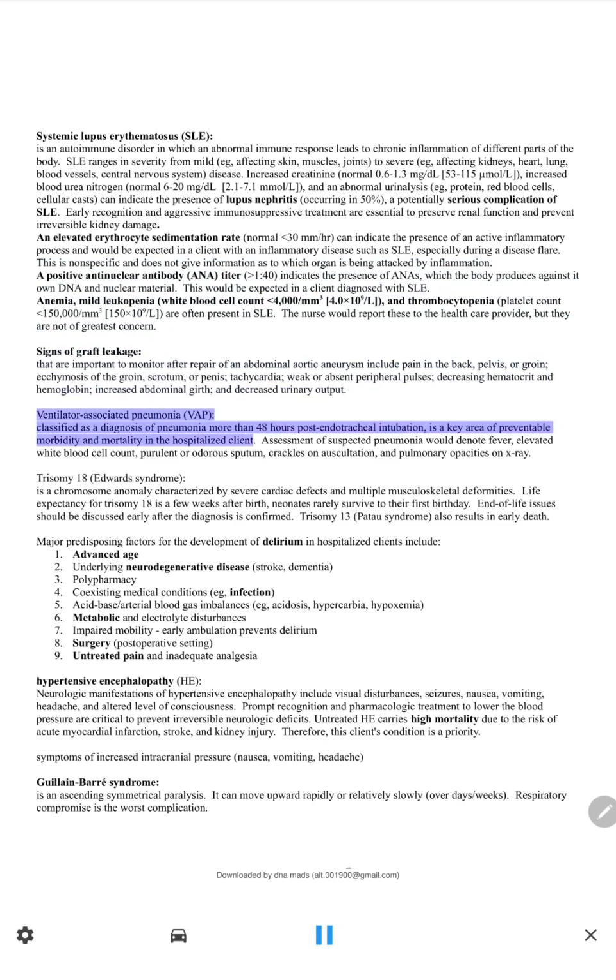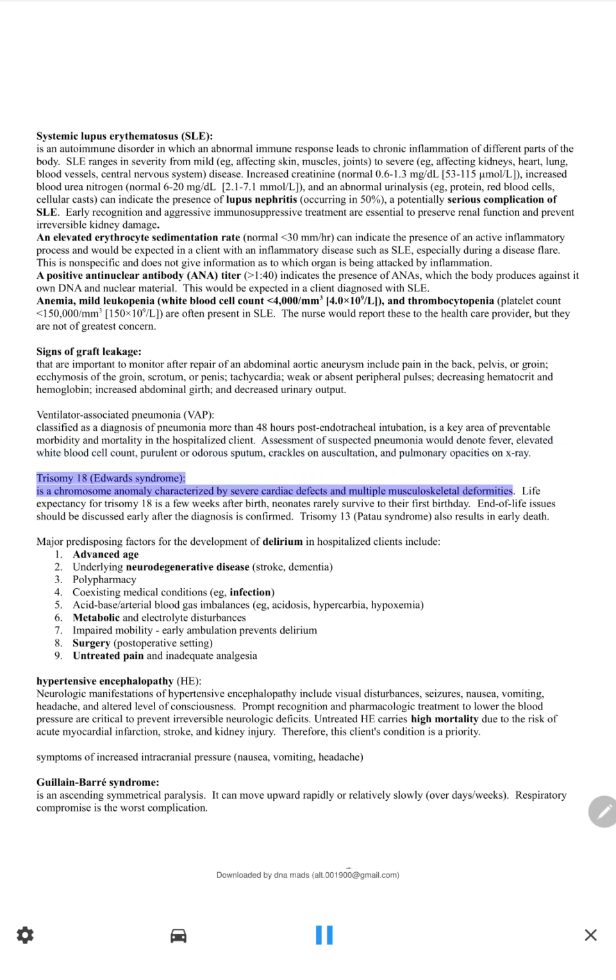Ventilator-associated pneumonia, VAP, classified as a diagnosis of pneumonia more than 48 hours post-endotracheal intubation, is a key area of preventable morbidity and mortality in the hospitalized client. Assessment of suspected pneumonia would denote fever, elevated white blood cell count, purulent or odorous sputum, crackles on auscultation, and pulmonary opacities on X-ray.